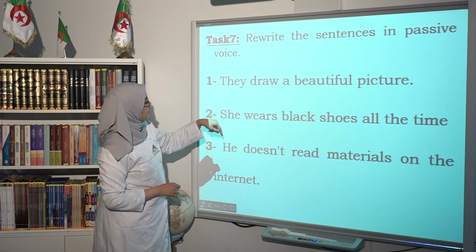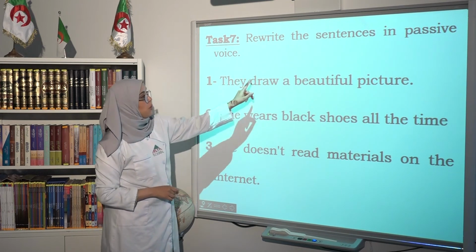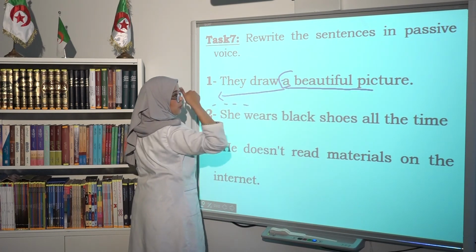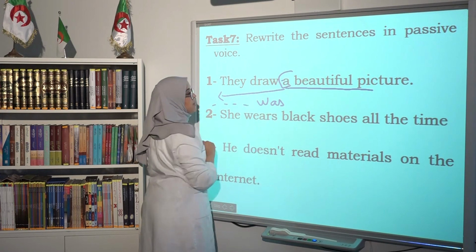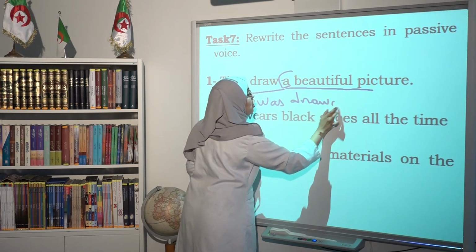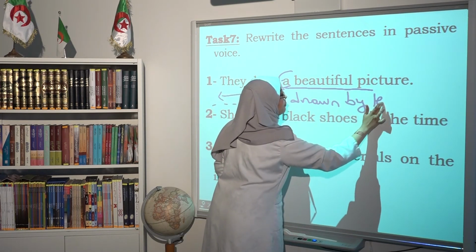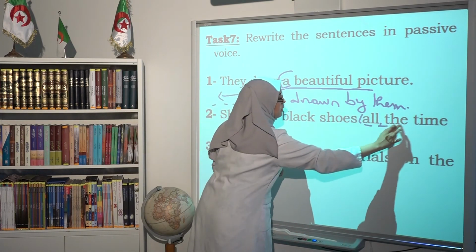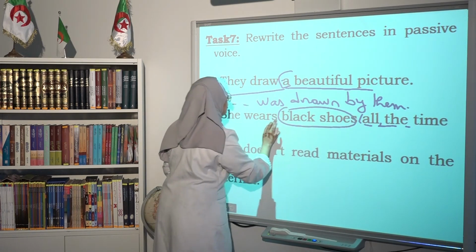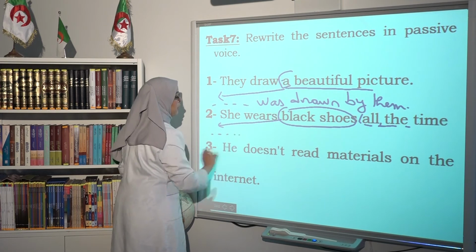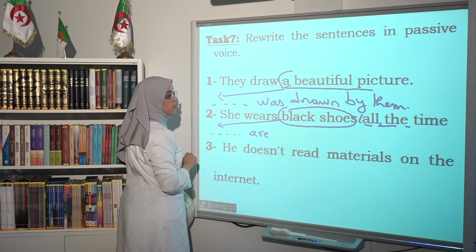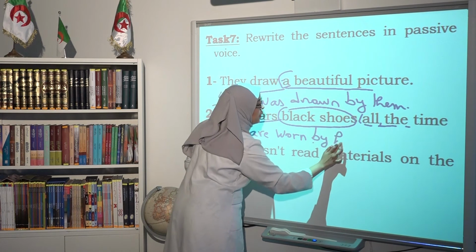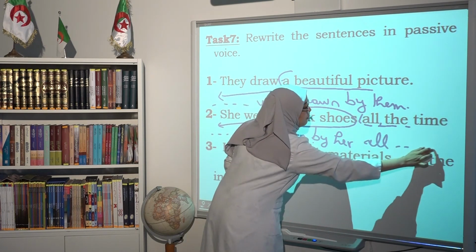Again, this one is the present simple. Passive voice, present simple. They draw a beautiful picture. A beautiful picture, one picture, is, past participle, drawn by them. Okay, she wears black shoes all the time. Time reference at the end. At the end, so we start with black shoes. Black shoes, plural, are. What's the past participle of wear? Worn. Are worn by her all the time. Okay?